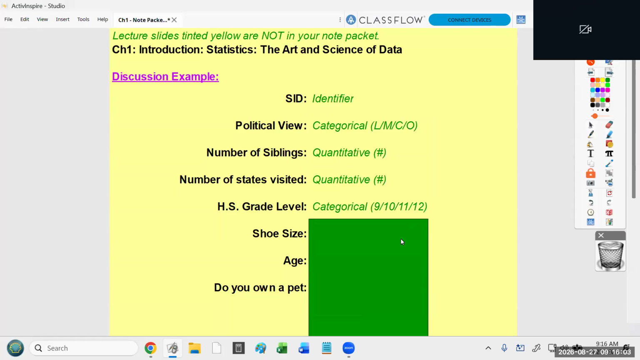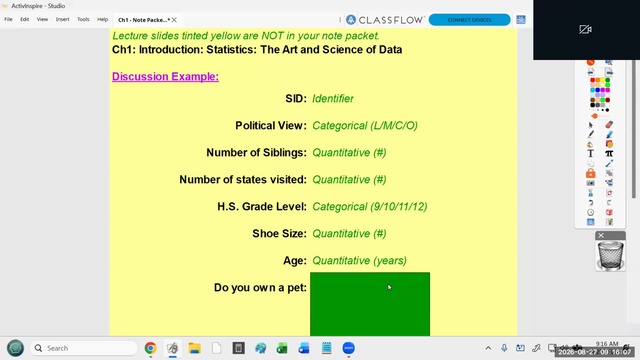Now, shoe size is again a number. Age is also quantitative. Notice with age, I provided a unit. That's because number of siblings is just a number. Number of states visited is just a number. Shoe size is just a number. But age is something that needs to be specified.